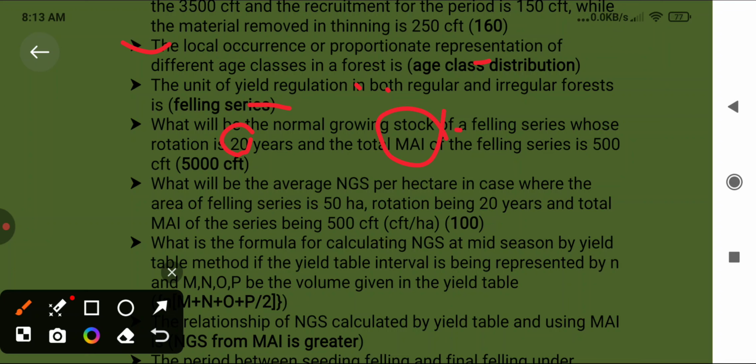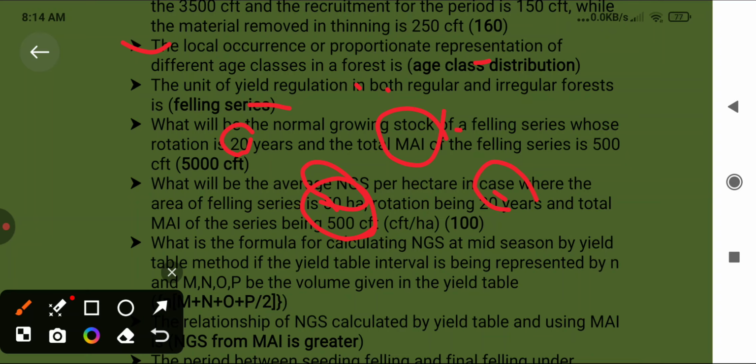What will be the average normal growing stock per hectare in case where the area of the felling series is 50 hectare, rotation being 20 years and total MAI of the series being 500 CFT per hectare.